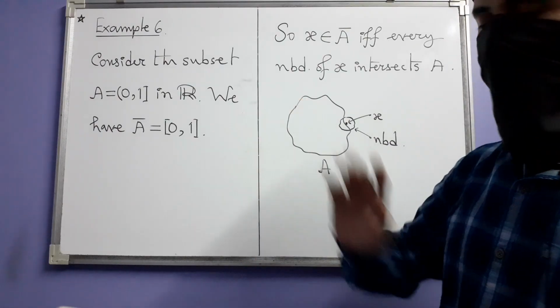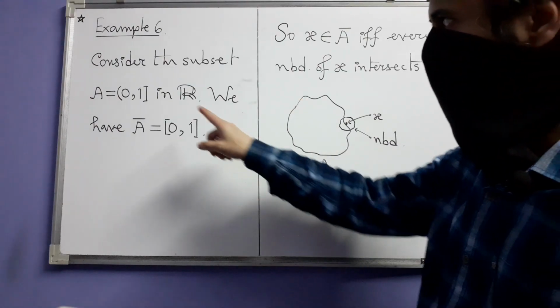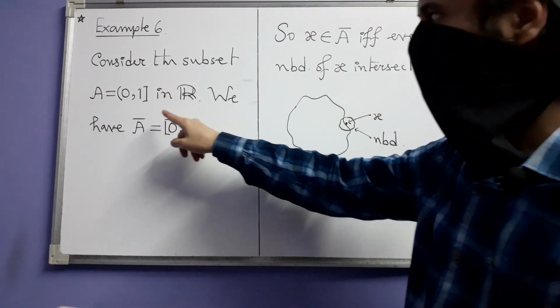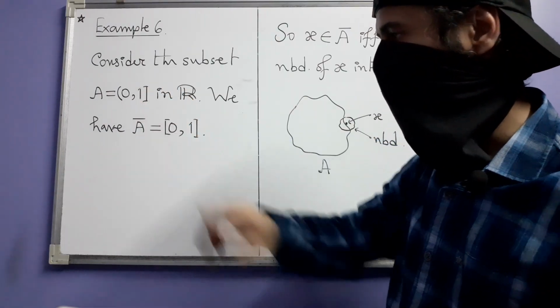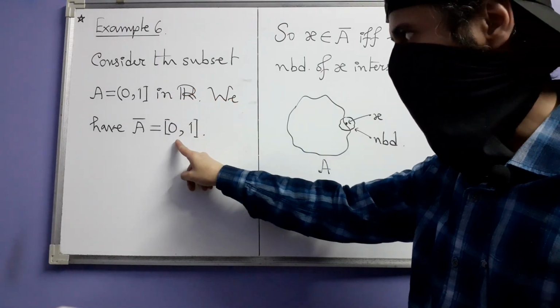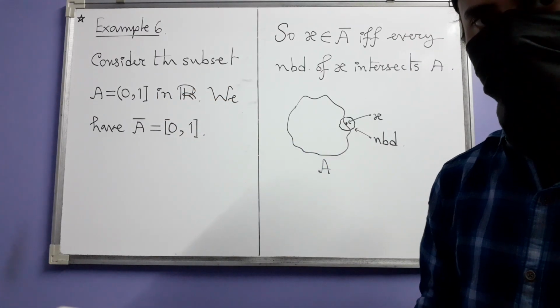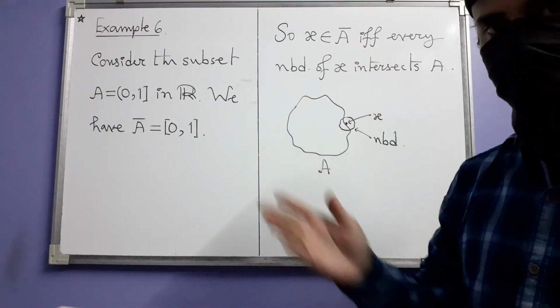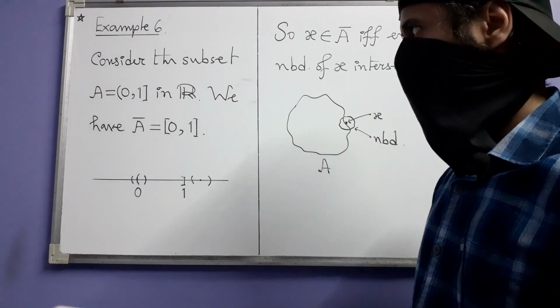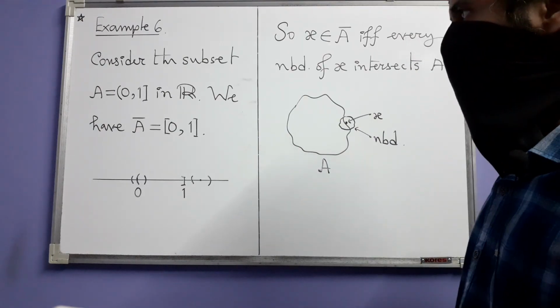Let us next see one example where we consider this subset A in the topological space R, the open-closed interval (0, 1], and the closure of A in R is the closed interval [0, 1]. Let's apply that theorem that we proved just now and see why this is so. Let us first note one thing.